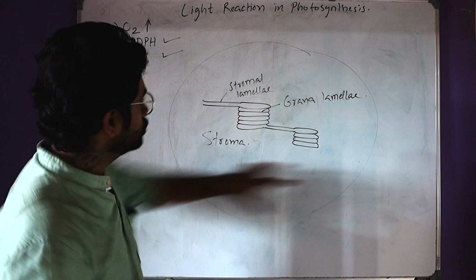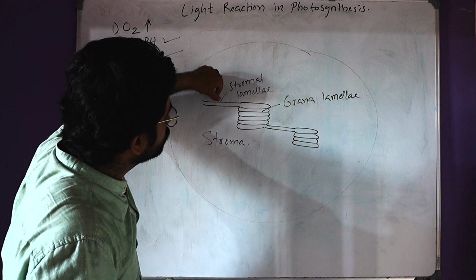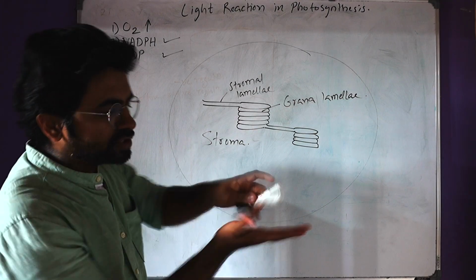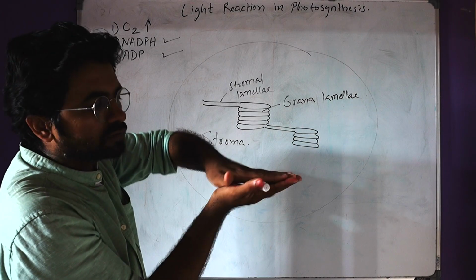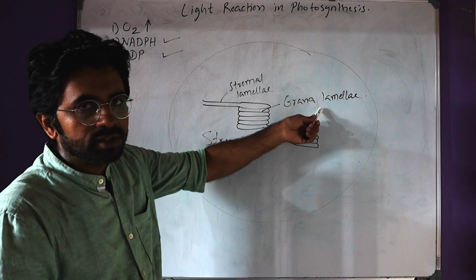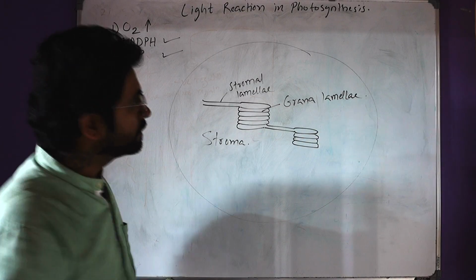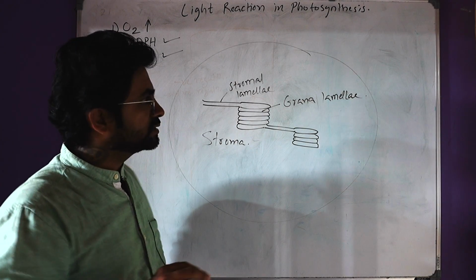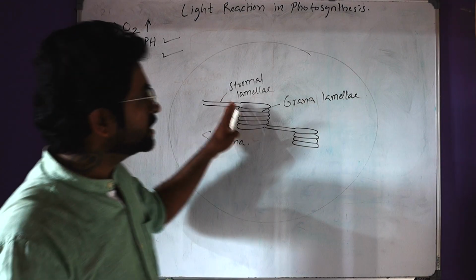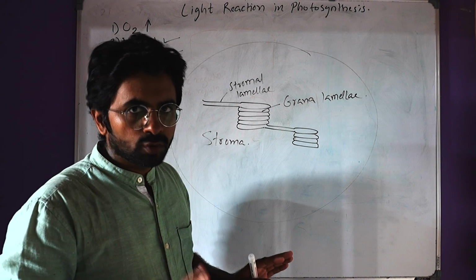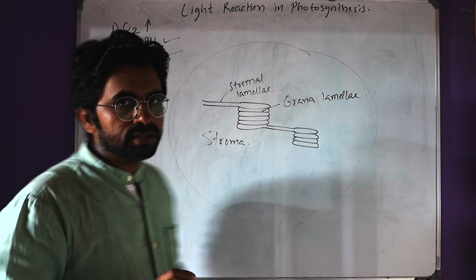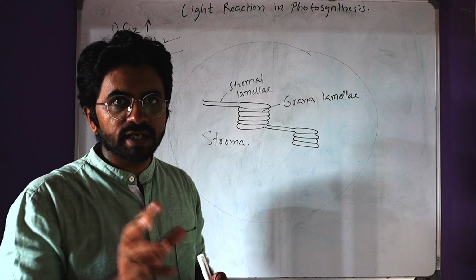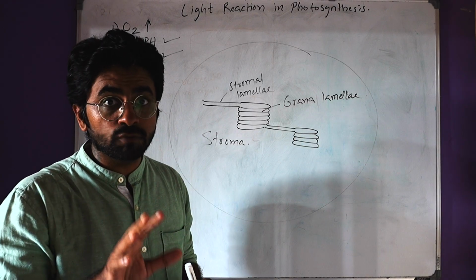Okay, so the lamellae associated with stroma is stromal lamellae, and the stacked portion, stacked means arranged one above the other, is the granal lamellae. Okay, so now we will see where this light reaction takes place. There are two sites at which light reaction takes place: stromal lamellae and grana lamellae, both. Okay, and light reaction has two kinds of photophosphorylation, cyclic and non-cyclic. But before that we will understand what is photophosphorylation.